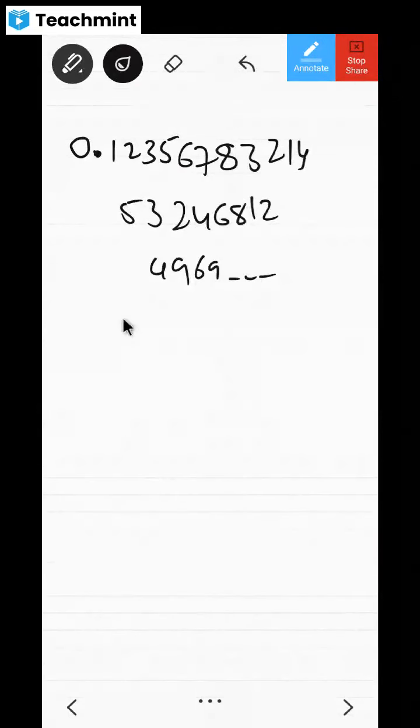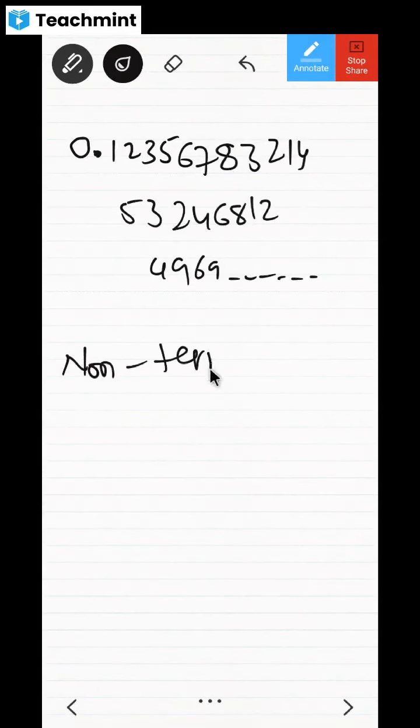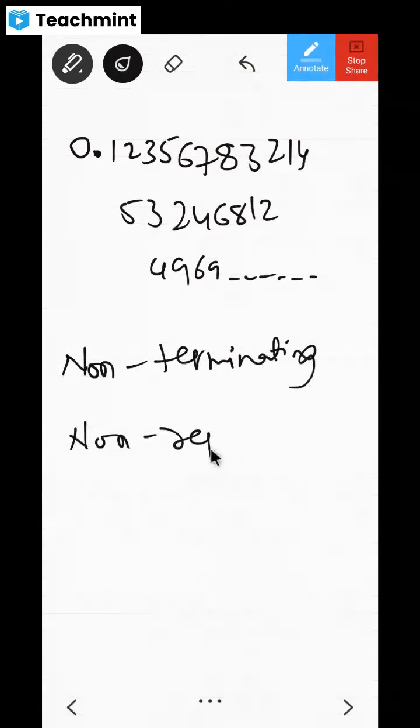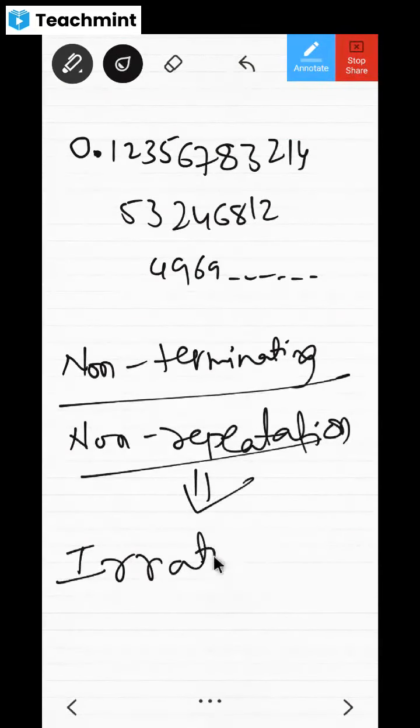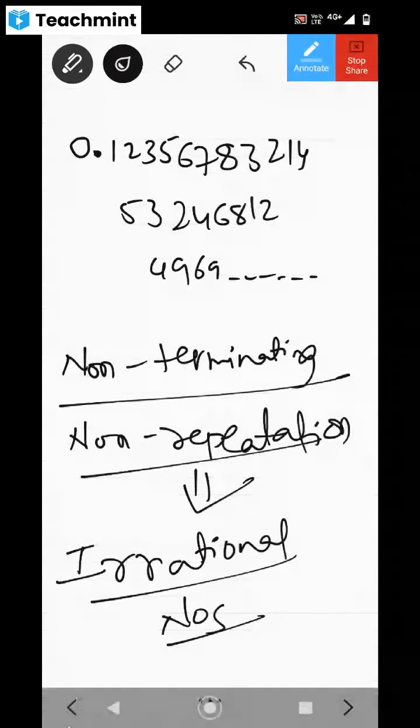Now, one more thing. If the number is like 0.1235657832468124969 and it is continuing like this, what kind of number is it? Look at this. There is no repetition and there is no termination. It is non-terminating and non-repeating. Non-terminating means there is no end for this, and non-repeating means there is no repetition either. These kinds of numbers, which are non-terminating and non-repeating, are called irrational numbers, dear children. Is it understood?